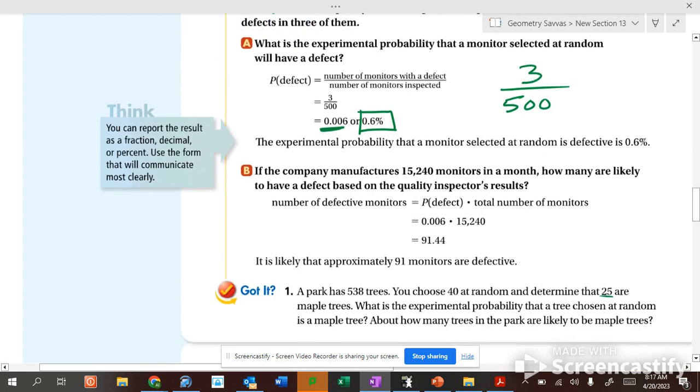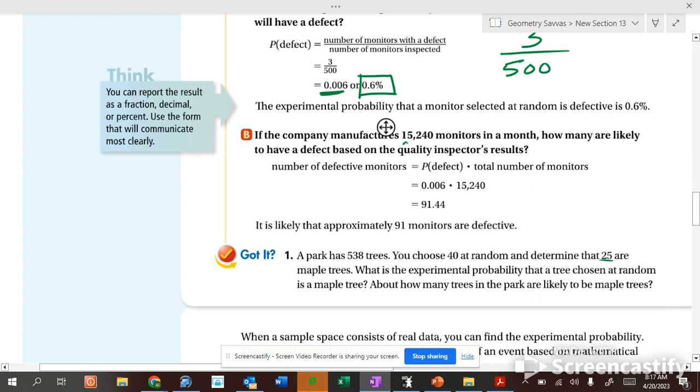So let's say the company manufactures 15,240 monitors in a month. How many do they expect to be defective? Well, you take your decimal, your probability of being defective, 0.006, which you found up there, times the 15,240, and about 91 monitors will be defective.